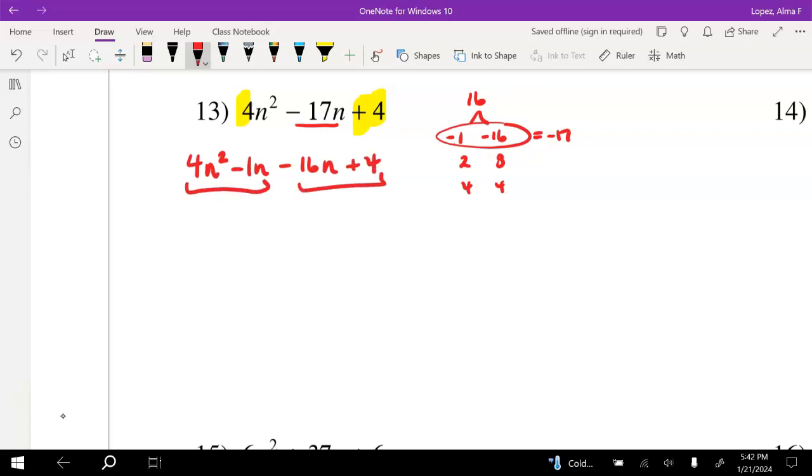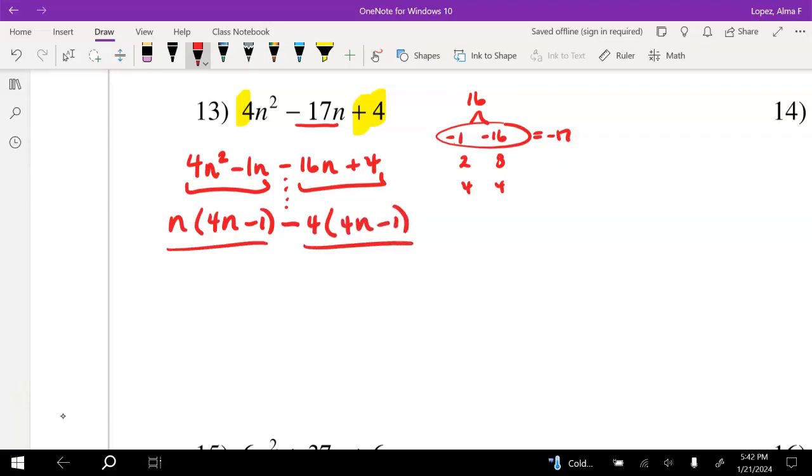Grouping. I'm going to group the first two together. They both have an n in common that I can factor out, which will leave behind a 4n minus 1. I'm going to bring down the negative sign. 16n and 4 both have a 4 in common. And when I factor the negative 4 out of the second group, it does leave a 4n minus 1.